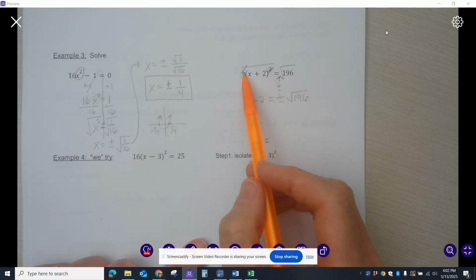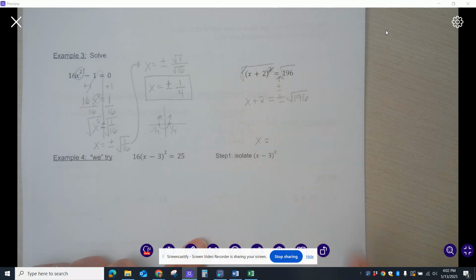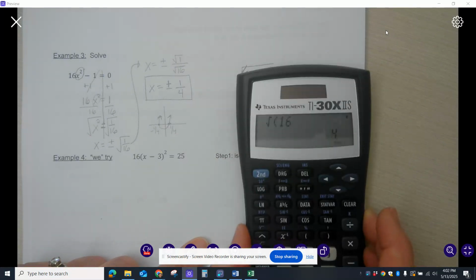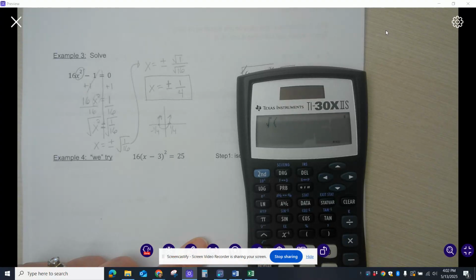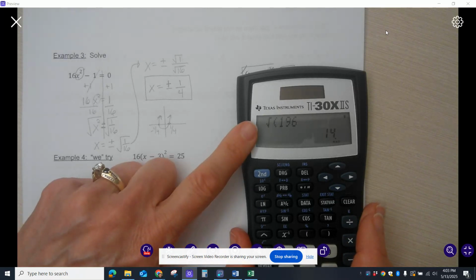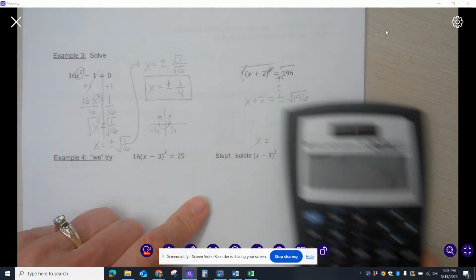Over here, the square root and the power of 2 undo each other, but here I still have a square root. That's a pretty big number. I'm going to use my calculator to check and see if that's a perfect square, and really hope that it is. Yay, it is! So this is 14 times 14 is 196. So that means 14 is the square root of 196.